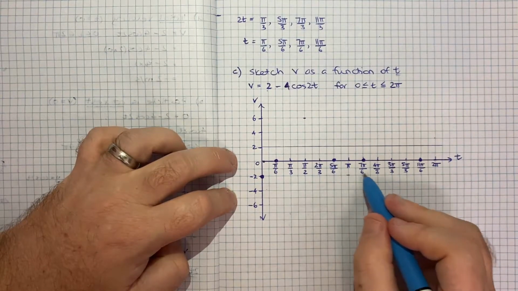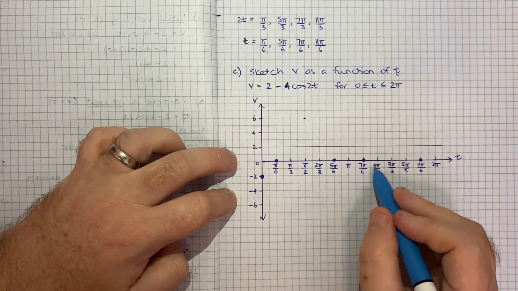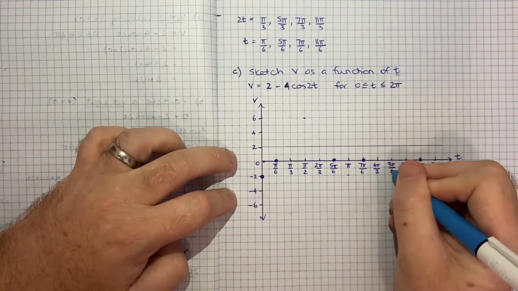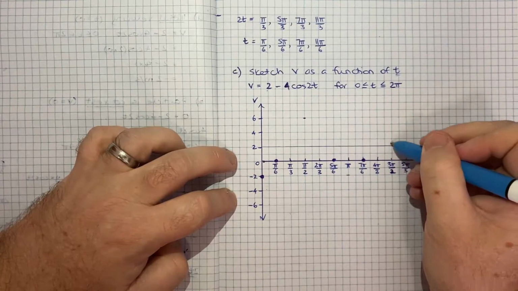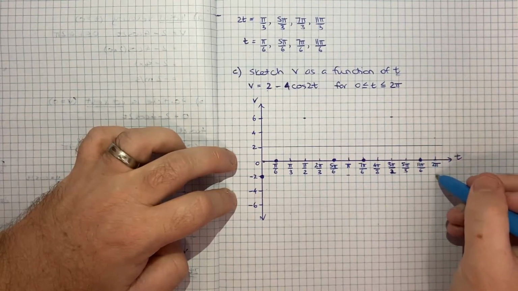I may have made a mistake here. So we got 6 pi on 6, 7 pi on 6, 8 pi on 6, 9 pi on 6 would be 3 pi on 2, not 3 pi on 3. So that's our next peak. And then we get to our final trough at 2 pi.